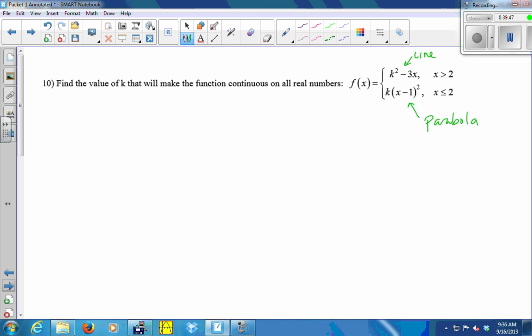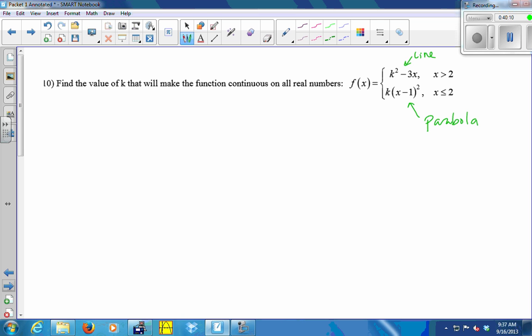So are lines in general continuous? Yeah. Are parabolas in general continuous? Yeah. So both of those things, if they were independent, would be continuous. So what's the only x value I really need to concern myself with about it being continuous there? 2, the place where I switch from one formula to the other.